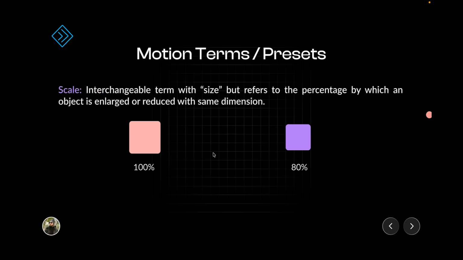Next we have scale, an interchangeable term with size, but it refers to the percentage by which an object is enlarged or reduced with the same dimensions. Previously we saw size is the width and height, but scale we measure in percentage. Here you can see on the left side we have a light orange square with 100% size, and on the right side you can see the purple square with 80% of the 100%.